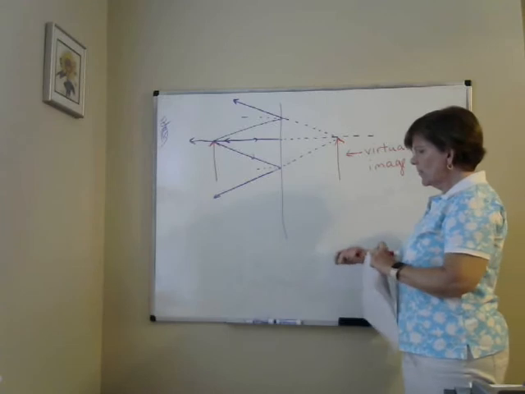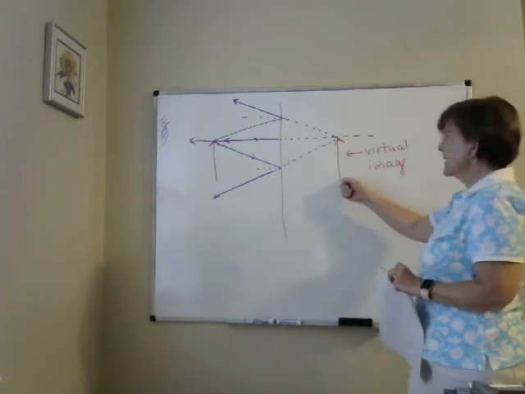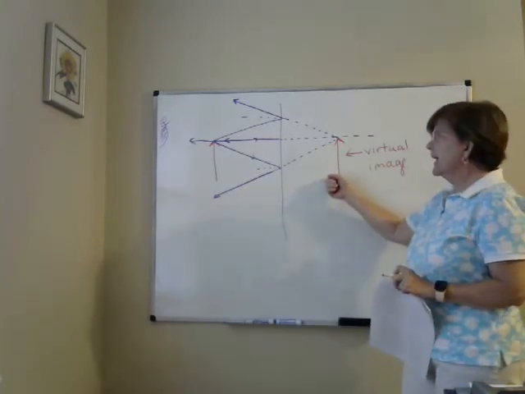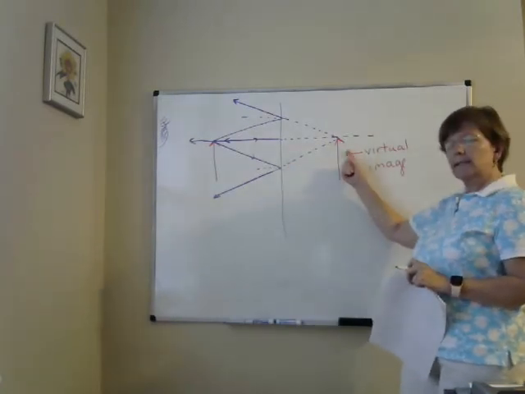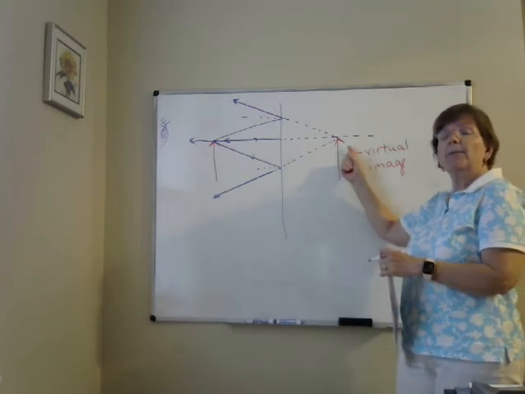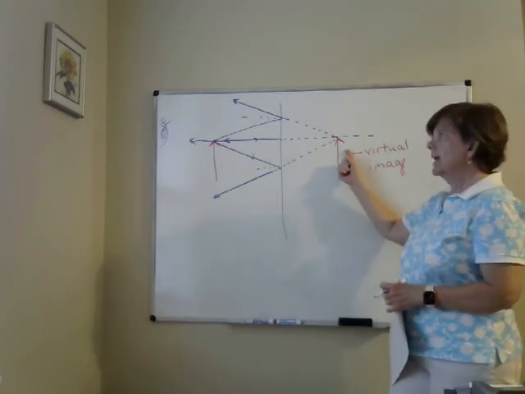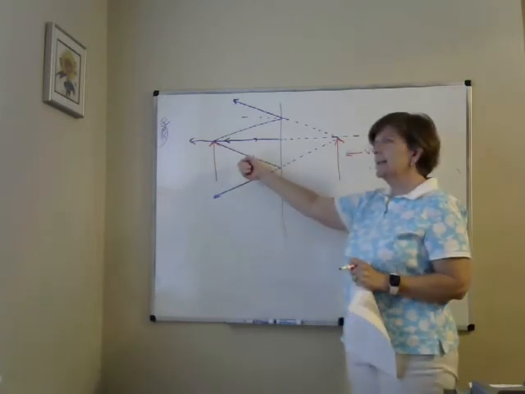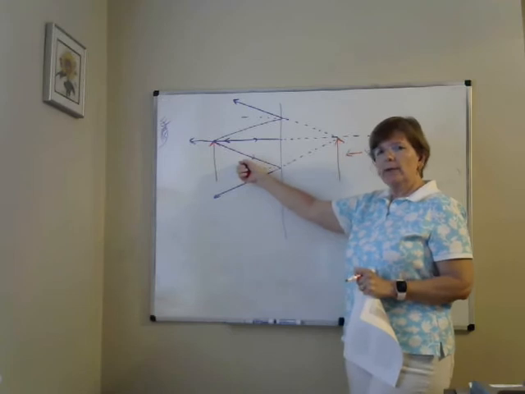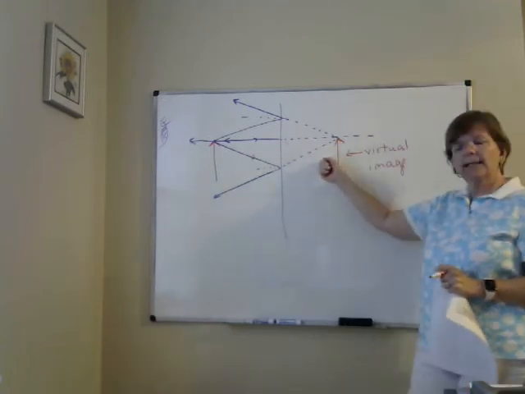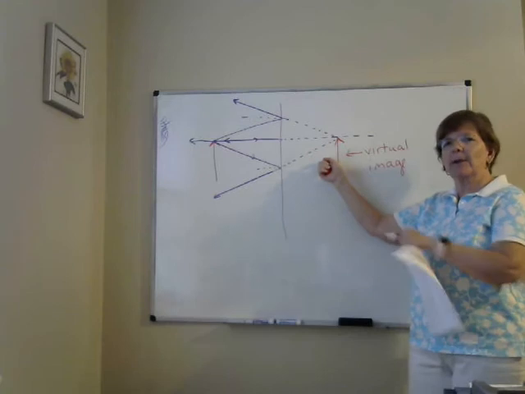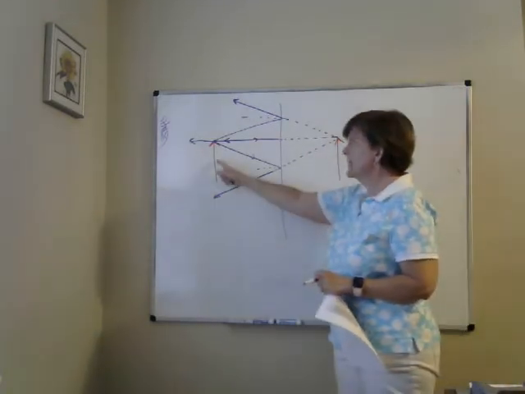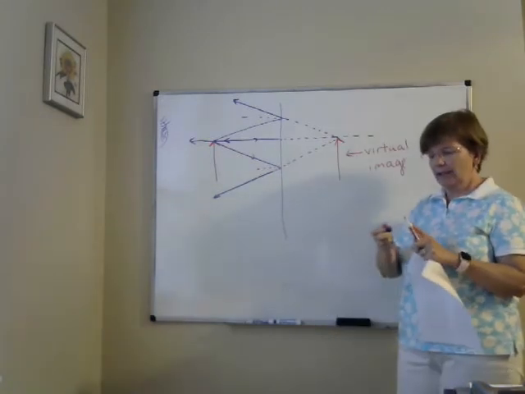Mirrors form images that are the exact same size as the original. I probably didn't draw them the exact same size, but they are. And they are the same distance behind the mirror, or they appear to be that far behind the mirror, as the object is in front of the mirror. So in this case, if this object was 18 inches in front of the mirror, the image would look like it was 18 inches behind the mirror. The distance from here to here would be 36 inches.